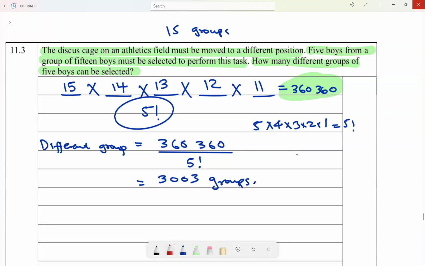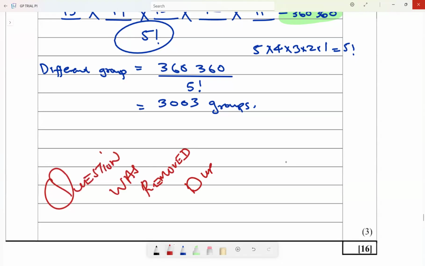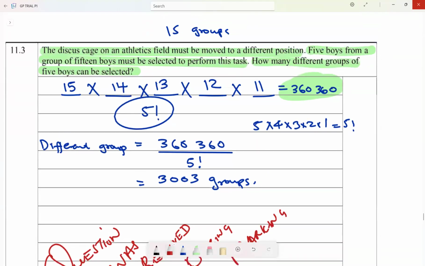But remember, this question was removed during marking. The question was removed when they were marking, but okay, this is how one could have gone about that one. The reason they removed this question is because many students couldn't attempt it; they left it unattempted. They believed it was out of scope because there is no way we have dealt with a scenario like this.